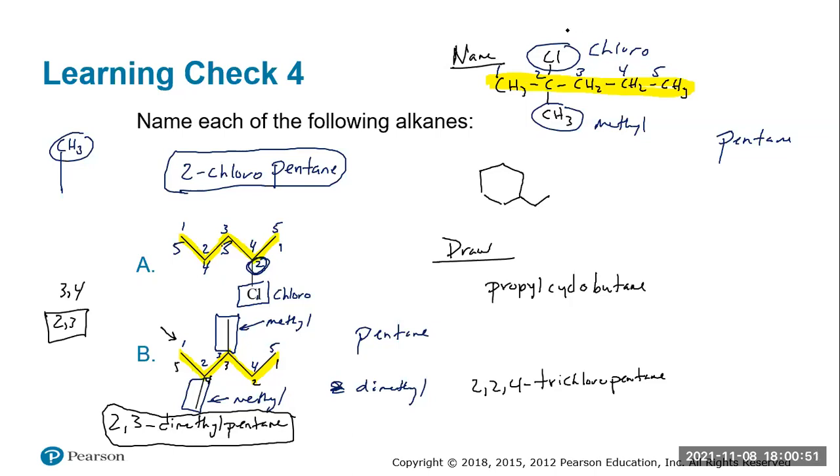So that's going to be a 2-chloro and a 2-methyl. Alphabetical first, going with C before M, gives us 2-chloro-2-methylpentane in that particular case. Any questions on that name there?